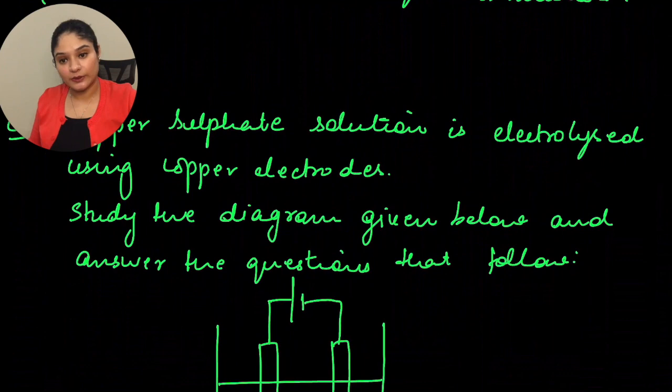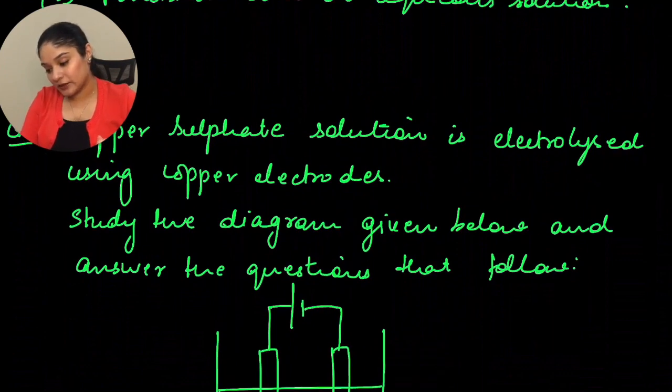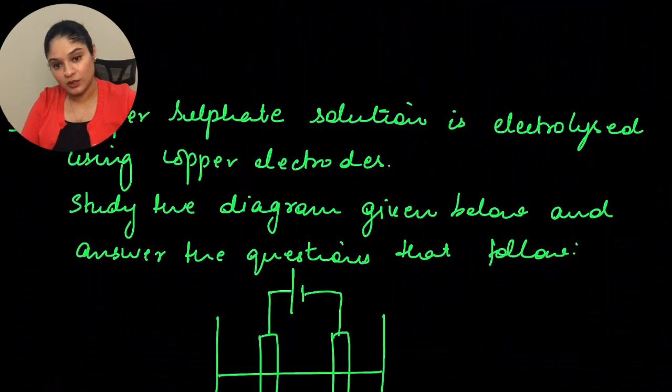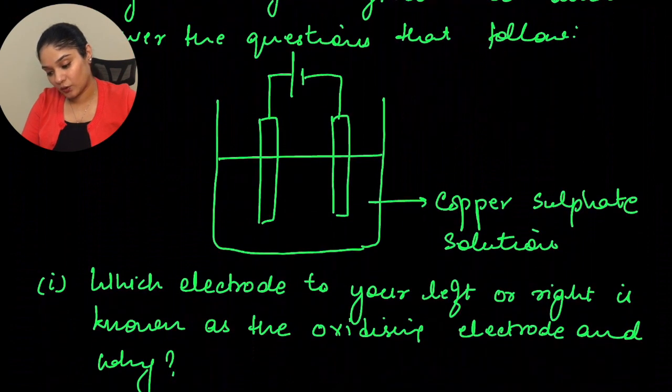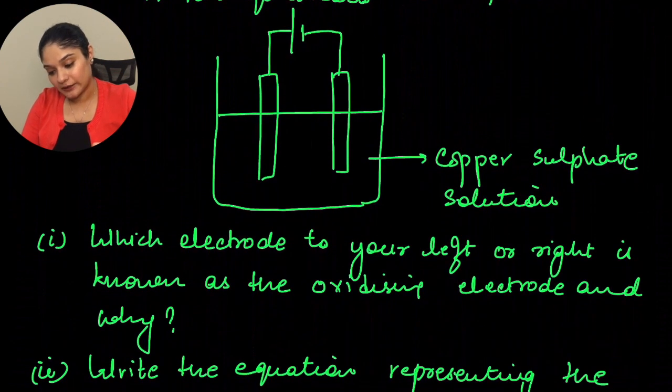I think the question should be visible now. Copper sulfate solution is electrolyzed using copper electrodes. Study the diagram given below. So this is your diagram. Right, so what you have to answer? You have to write which electrode, to your left or right, is known as the oxidizing electrode and why.